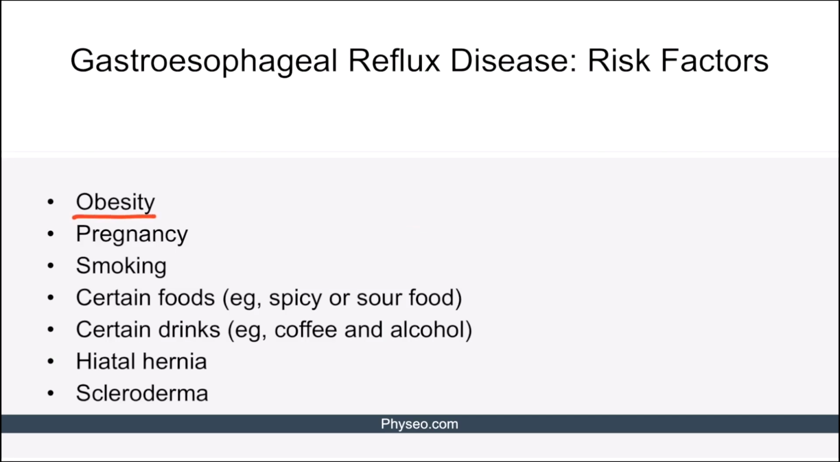The increase in visceral fat elevates the external pressure on the stomach, stimulating acid reflux in the esophagus. Pregnancy is another well-established risk factor of GERD. Gravid uterus exerts external pressure on the stomach, inducing acid reflux. Smoking, spicy foods, sour foods, and certain drinks like coffee and alcohol can exacerbate GERD. Finally, hiatal hernia and scleroderma also predispose to acid reflux.